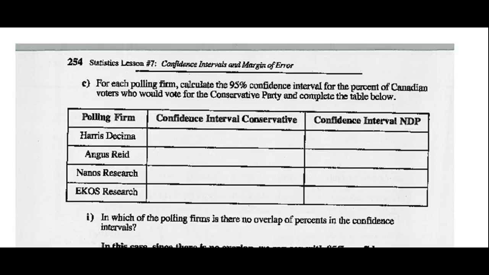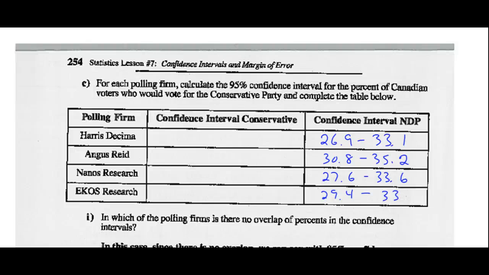For each polling firm, calculate the 95% confidence interval for percent of Canadian voters who would vote for the Conservative Party and complete the table. So do the same thing we just did, but now do it for the Conservative Party. All right. There you go. So there were the confidence intervals for the NDP.